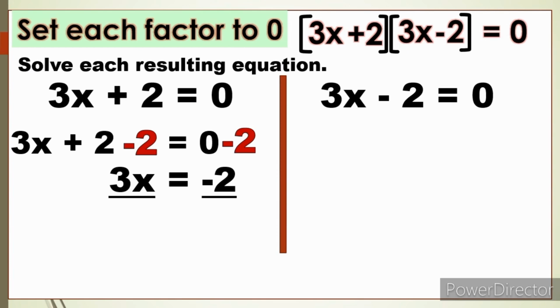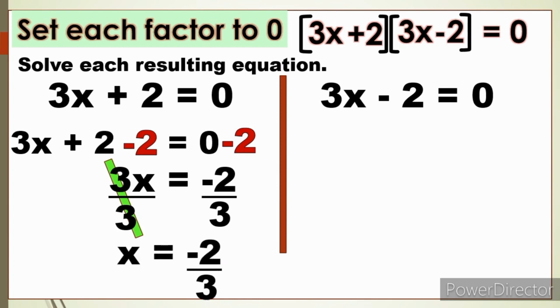To solve for x, we need to eliminate 3. To eliminate 3, we divide both sides by 3. So we can cancel 3. Then we have x equals negative 2 over 3. And that is the first value of x.